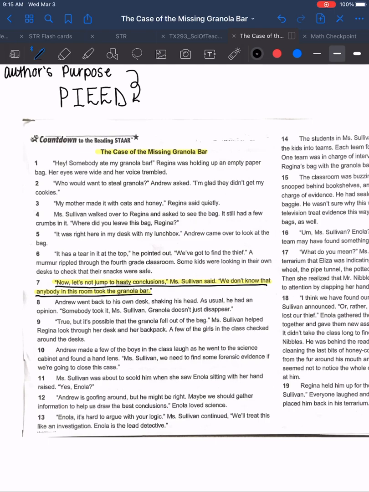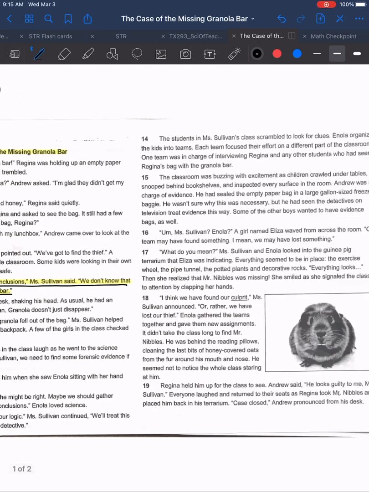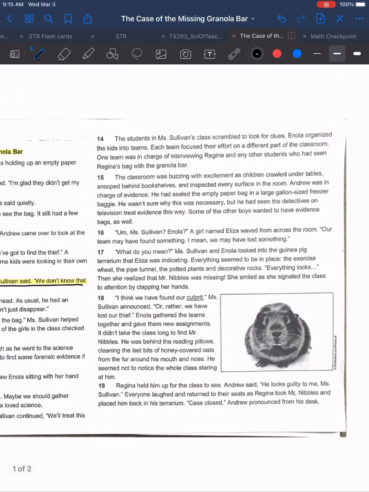So we have finished the left side of the STAR reading passage. Let's go ahead and move on to the right, starting on sentence 14.